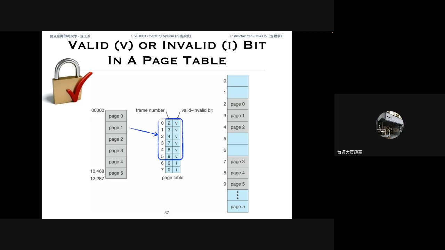Page 0 goes to frame 2, page 1 to frame 3, page 2 to frame 3, and so forth. But after page 5, page 6 will be invalid because page 6 has nothing to do with this process. So the paging table entries after page 5 will be invalid, to guarantee this process will not access any other process's frame number.